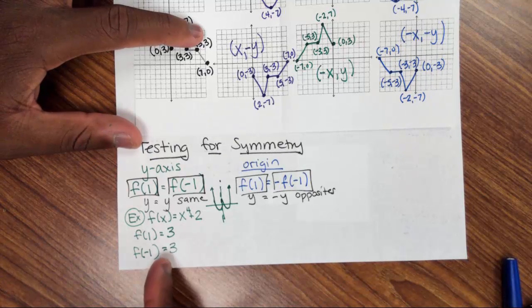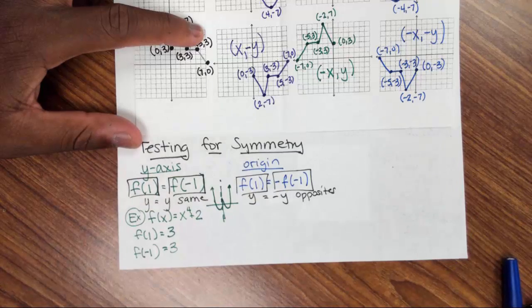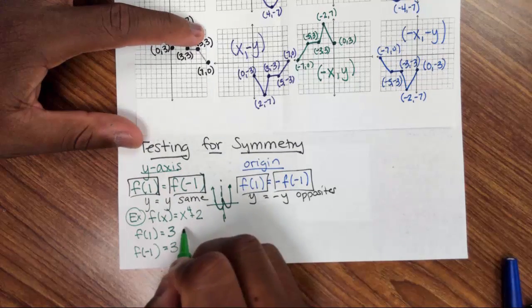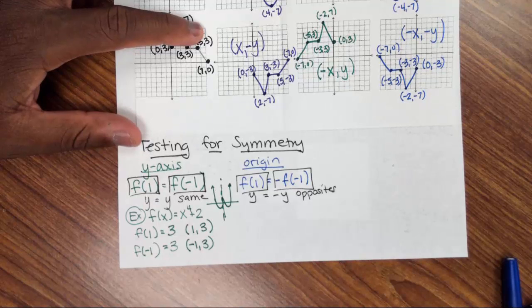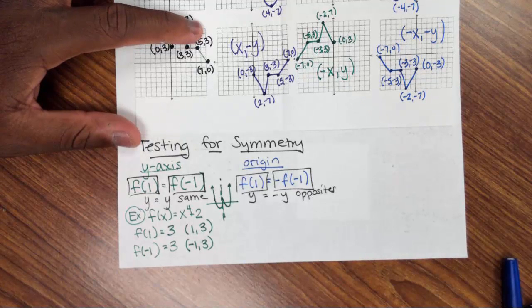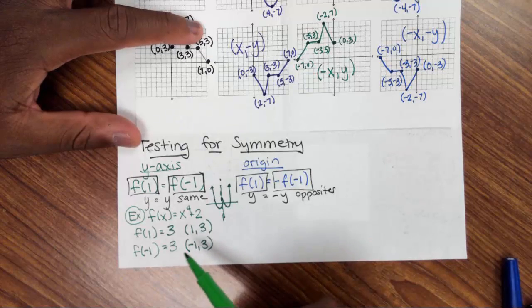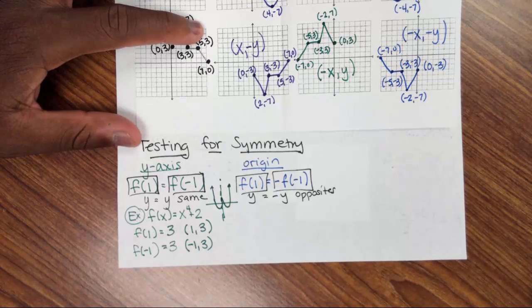Do you see how I get the exact same y values when I plug in 1 and negative 1? What does it tell me about this function then? What kind of symmetry does it have? Y-axis. Another way to look at it, you can write these as points. This is the point 1, 3. This is the point negative 1, 3. Which value changes sign? X. When the x values change their sign, what kind of symmetry do you have? Y-axis. You understand that?